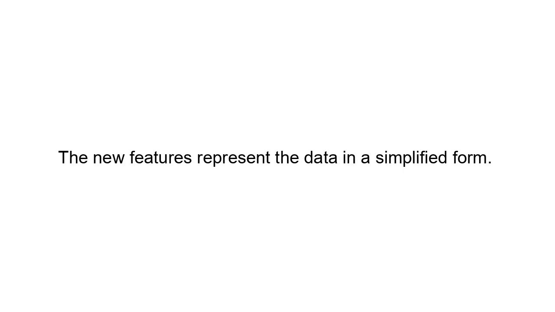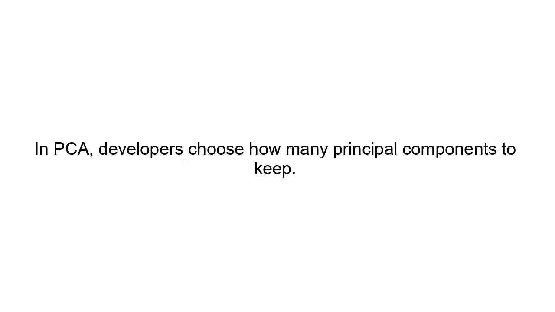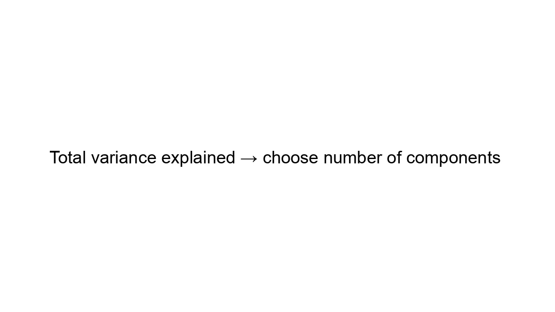Choosing number of components. In PCA, developers choose how many principal components to keep. Example concept. Total variance explained means choose number of components. A common approach is to keep components that explain 90 to 95% of total variance. This ensures minimal information loss.